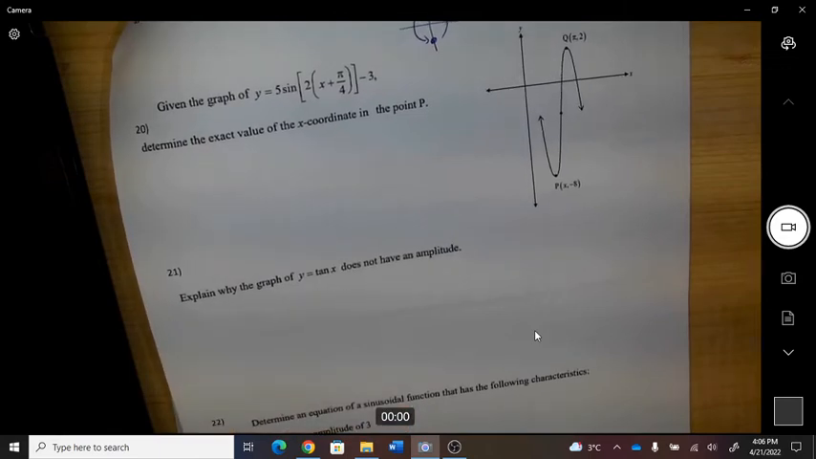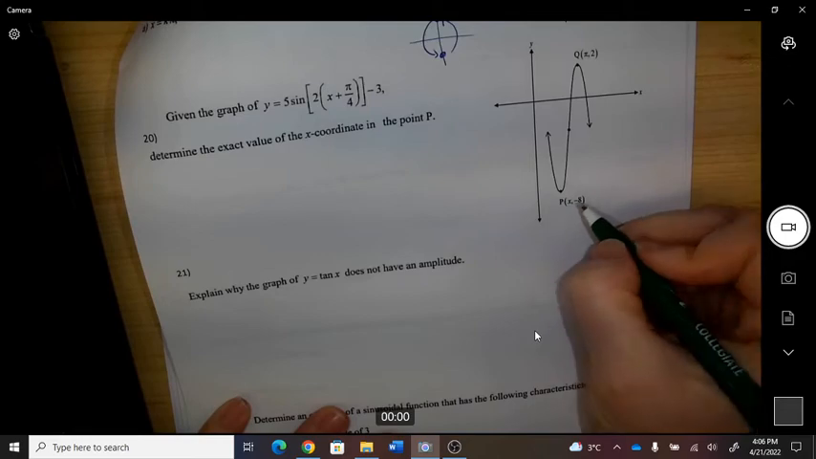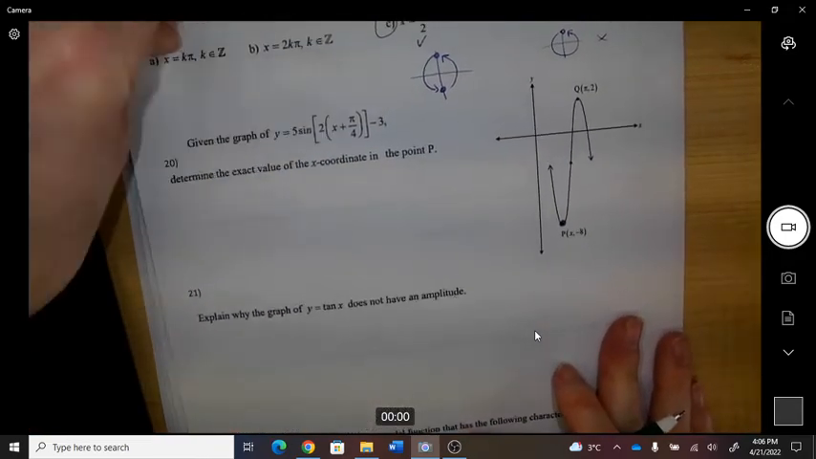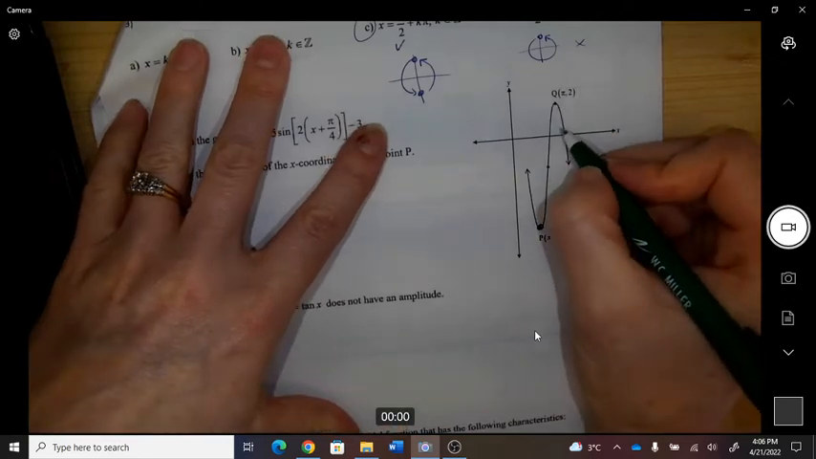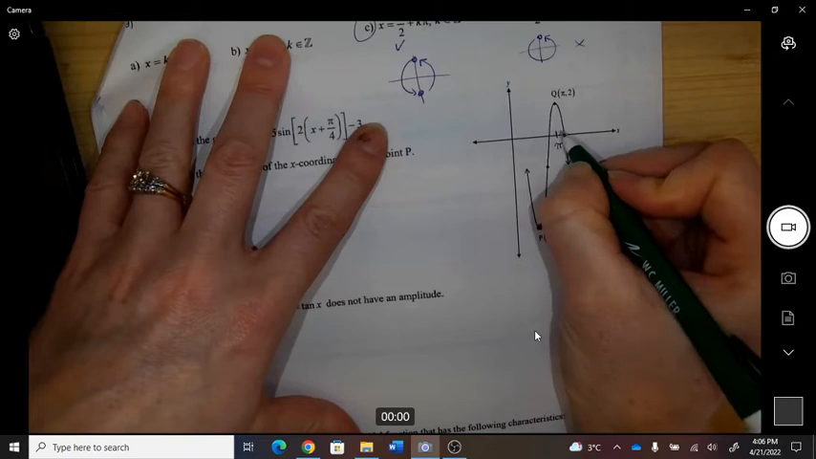Here's a graph. Determine the exact value of this x coordinate. Okay, so this has a pi.